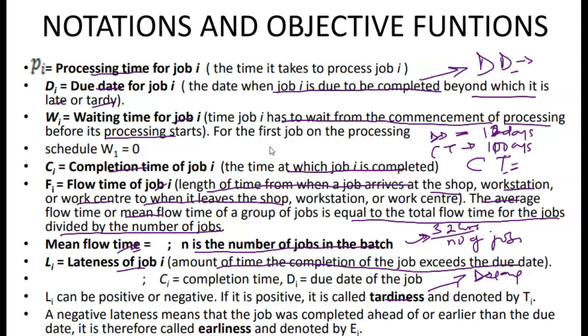If I delay a job for 2 hours, another job for 2 hours, another job for 2 hours, that means I delayed 3 jobs for 6 hours, 2 hours each. That is the total tardiness. Total tardiness, 6 hours. Total tardy job, 3 jobs.